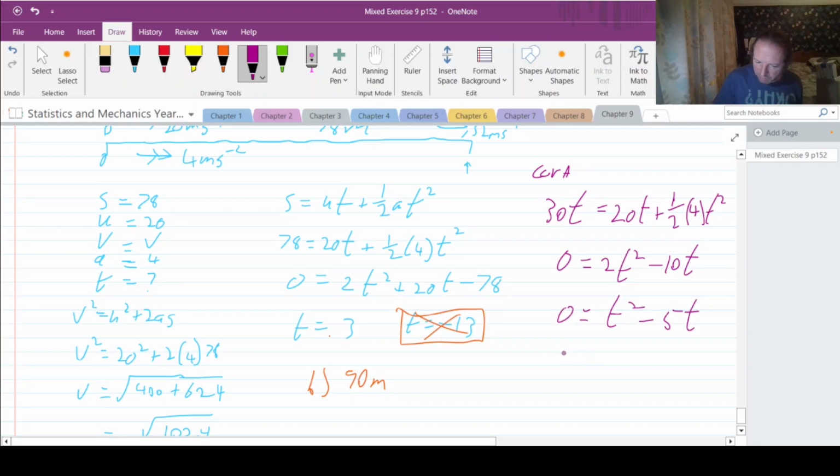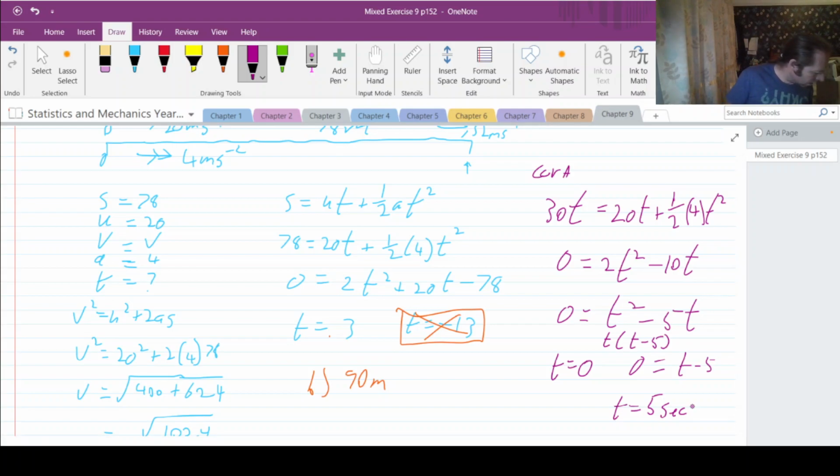Factor out t: t equals 0, which of course we know they were side by side at that point, and we also get 0 is equal to t minus 5. So it should be at t equals 5 seconds that the overtake will happen. Okay, that is it.